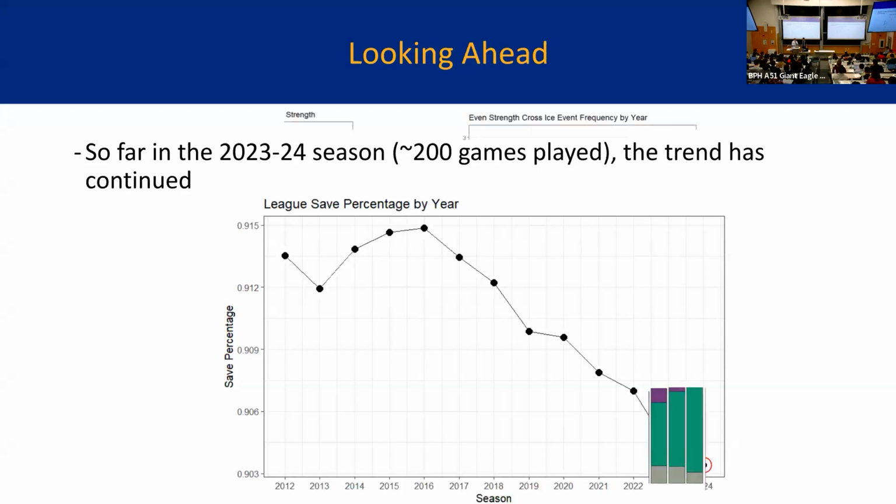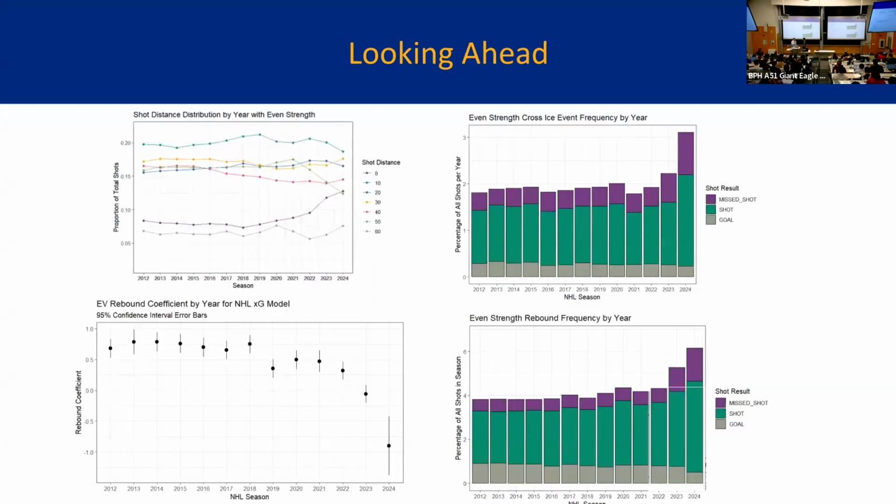And then we reran the regression models with this year's data. And interestingly enough, you can see that the rebound coefficient fell off even more, to where it's well in the negatives. We're not too sure what to make of that yet. It'll be interesting to see if that continues throughout the season.